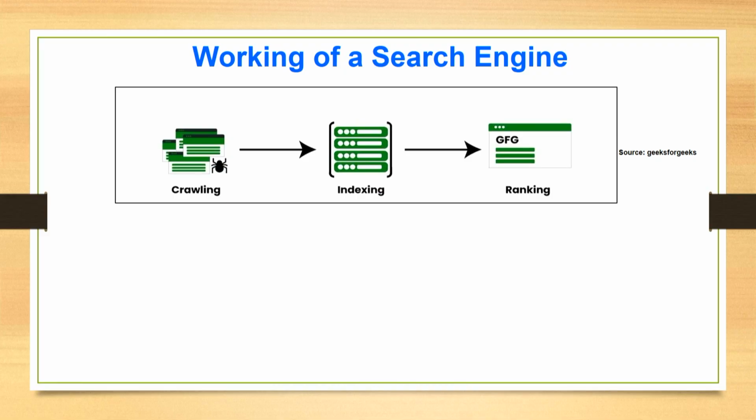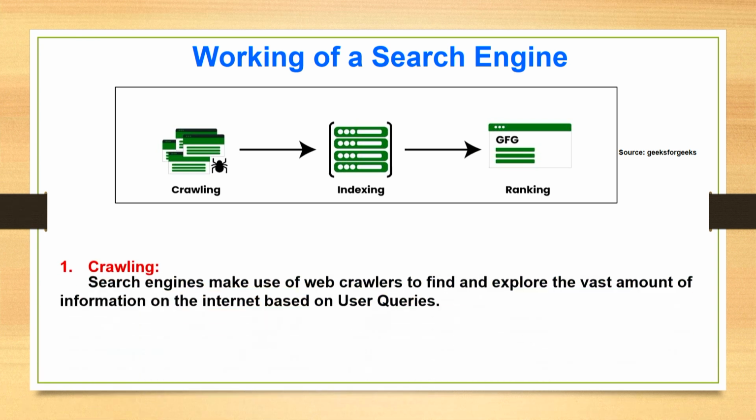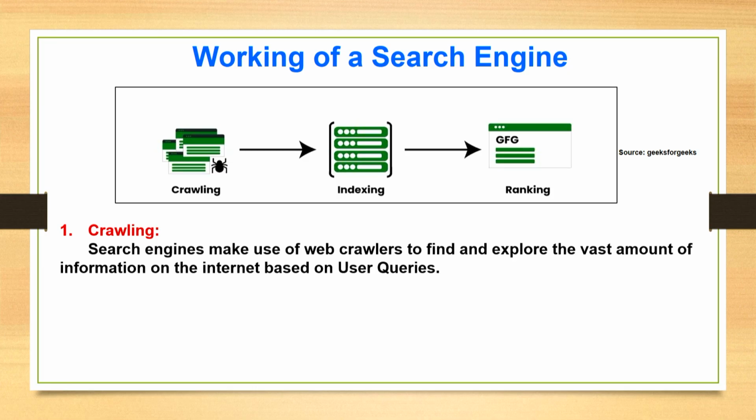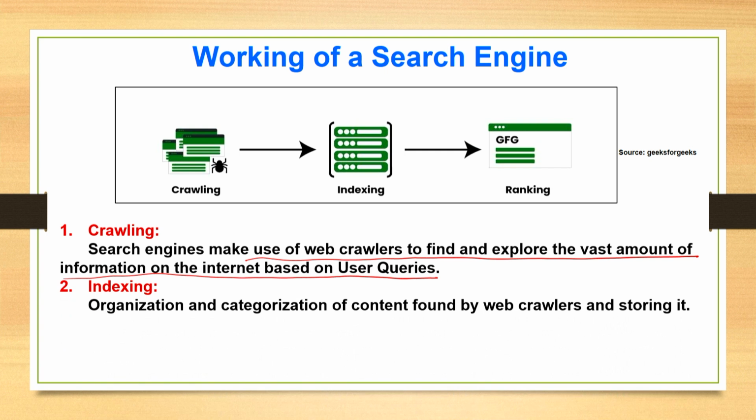Crawling, indexing and ranking. These are the steps for the working of a search engine. So, the first step is crawling. Crawling means what? It makes use of web crawlers to find and explore the vast amount of information on the internet based on user queries. Say you have typed what is computer. So, it will look for how many web pages and websites have this "what is computer" in them.